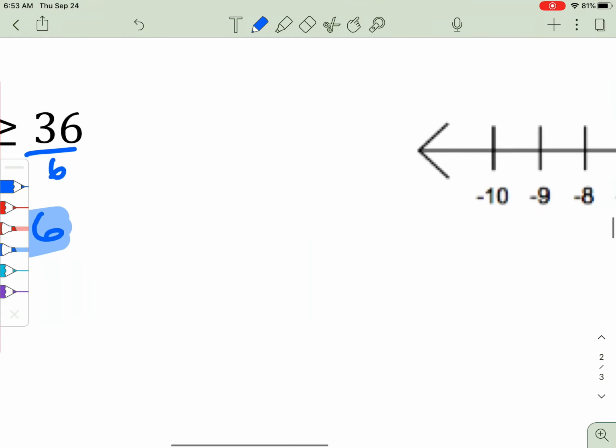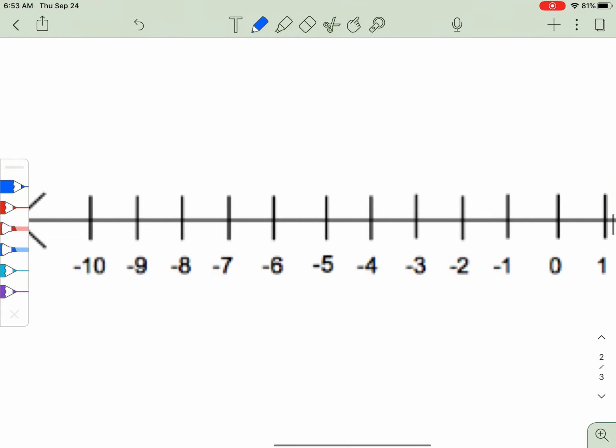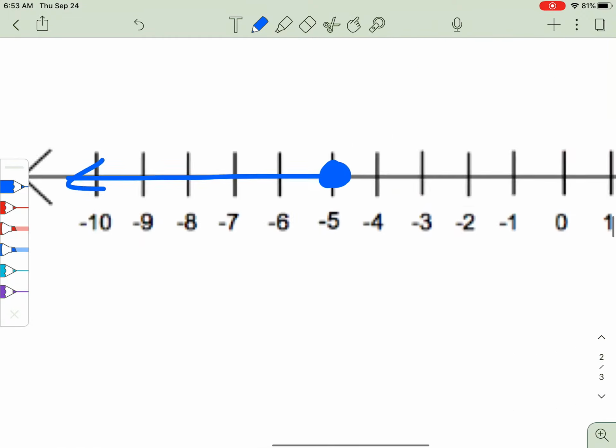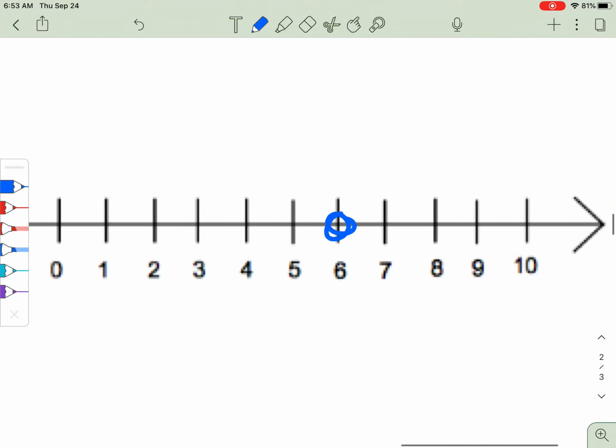So less than or equal to -5, and greater than or equal to 6.